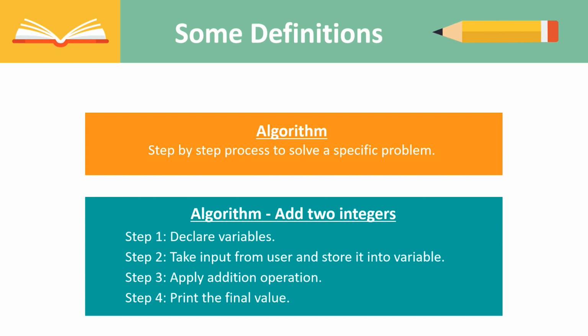Do you know what is algorithm and what is program? Algorithm is a step-by-step process to solve a specific problem. For example, if someone tells you to write an algorithm to add two integers given by a user, then you will write step 1 is to declare a variable. Step 2 is to take input from user and store it into a variable. Your step 3 is to apply addition operation and your last step is to print the final value. These steps are the algorithm to add two integers.